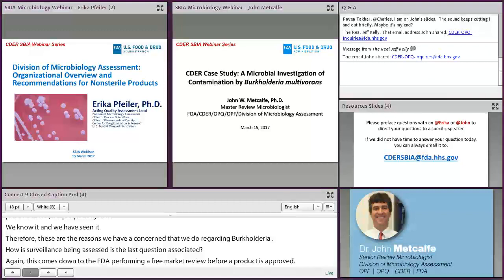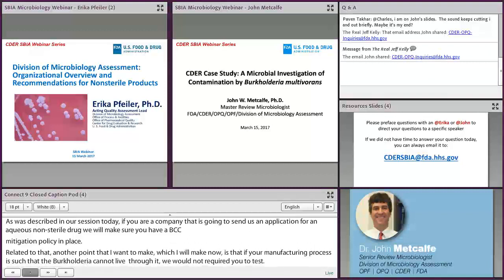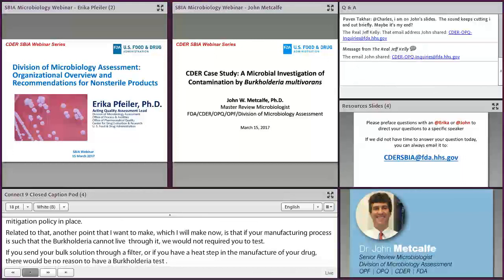Related to that, another point that I did want to make, which I'll make now, is that if your manufacturing process is such that the Burkholderia can't live through that, then we wouldn't require you to test. If you send your bulk solution through a 0.45 micron filter, or if you have a heat step in the manufacture of your non-sterile drug, then there'd be no reason to have a Burkholderia test. But in the absence of those things, we're going to ask you to develop a Burkholderia release test before we're going to approve your product.